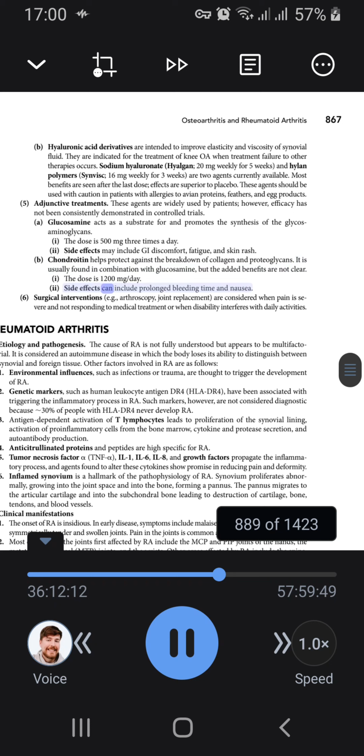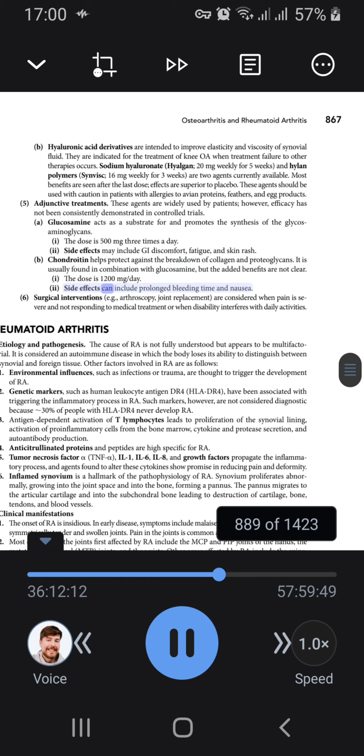Other factors involved in RA are as follows. 1. Environmental influences, such as infections or trauma, are thought to trigger the development of RA. 2. Genetic markers, such as human leukocyte antigen DR4, HLA-DR4, have been associated with triggering the inflammatory process in RA. Such markers, however, are not considered diagnostic because 30% of people with HLA-DR4 never develop RA.